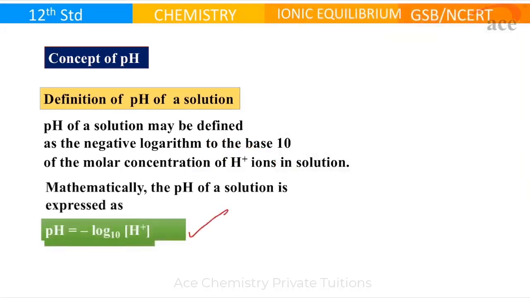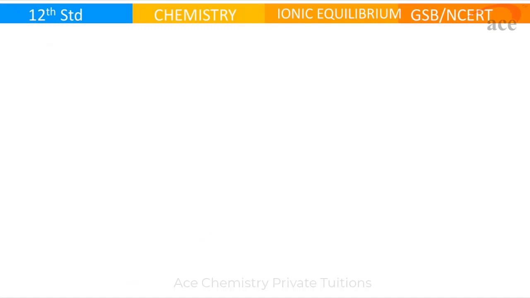And mathematically it's given by this formula. Or you may learn it as H plus is 10 raised to minus pH. Please, in exam, you have to use these shortcuts. Okay? Let's proceed further. Now, if I tell you, H plus is 10 raised to minus 3, what will be its pH?